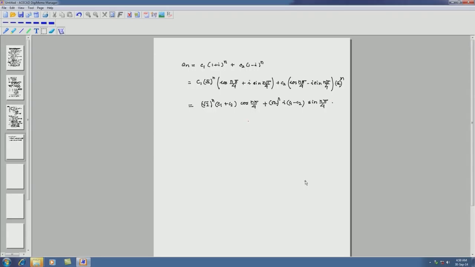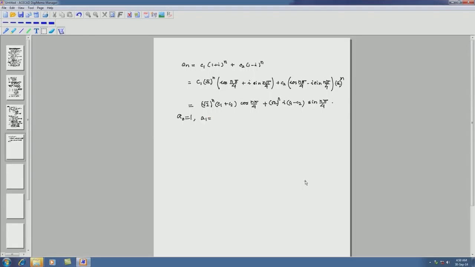Now, suppose somebody tells us that there are initial conditions in the form a 0 equal to 1 and a 1 equal to 2. Then we will substitute these values in the general solution to obtain 1 equal to a 0, which equals C1 plus C2.